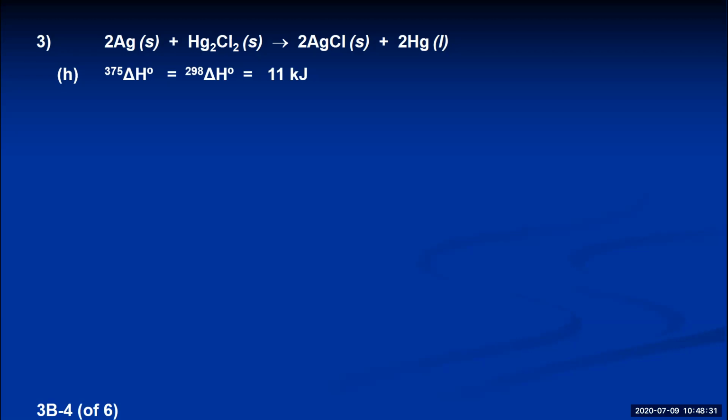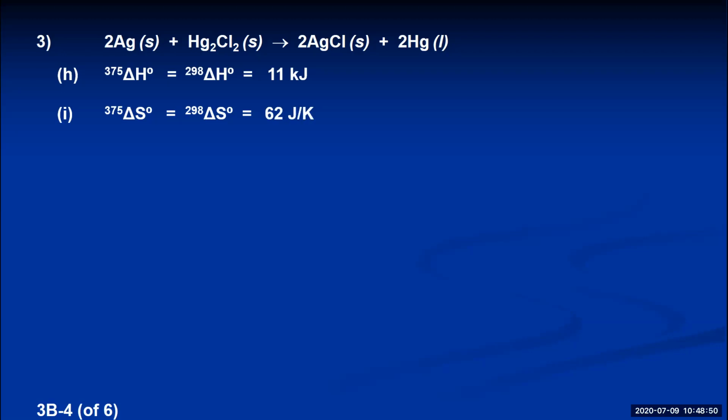What is the delta S naught for the reaction at 375? If you want the entropy change at a temperature other than the one given in the table, fortunately, because entropy is not temperature dependent, it's temperature independent, it's going to exactly equal the entropy change value you calculated at 298, so that's just going to be 62 J.